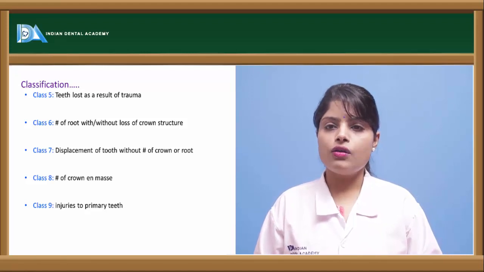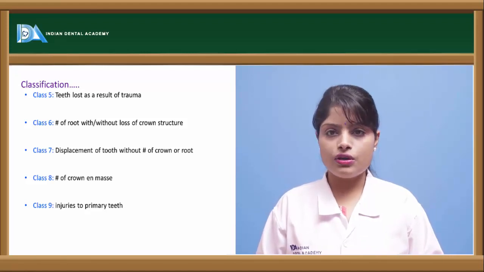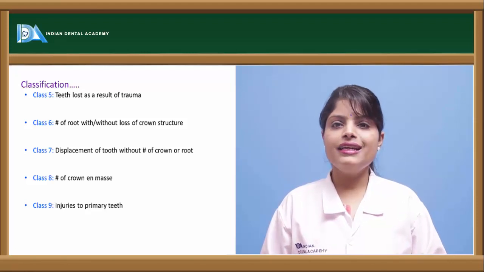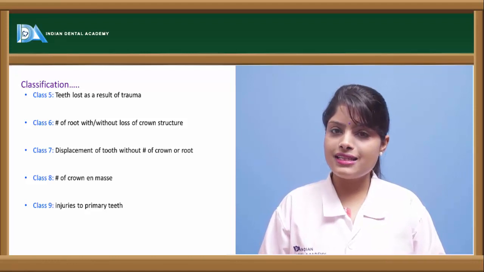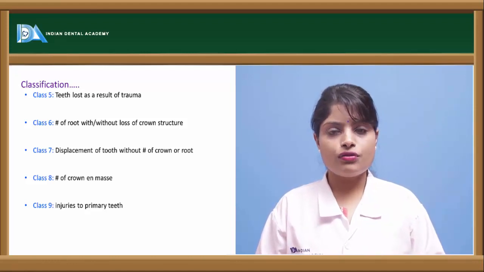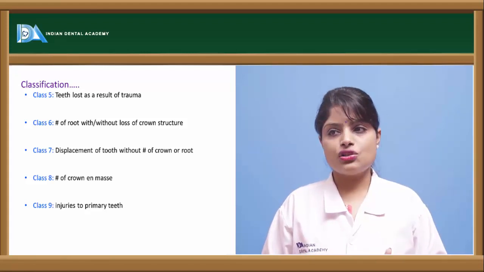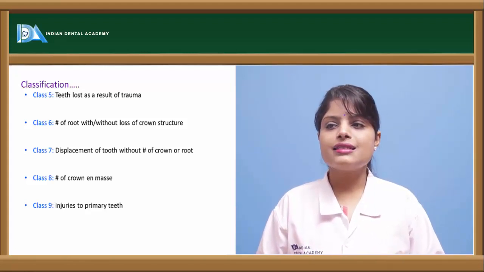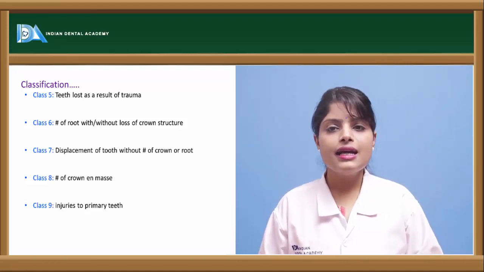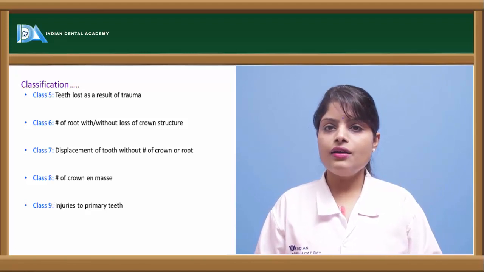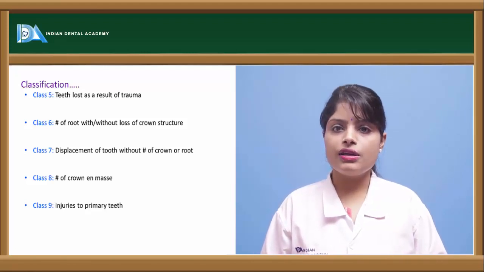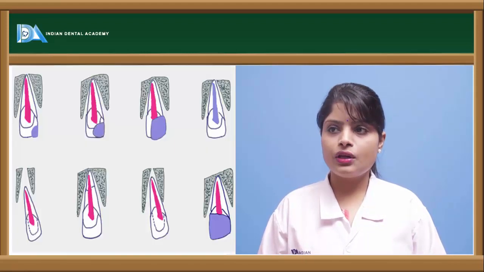Class 6 involves the root with or without fracture or loss of crown. It is basically fracture of root. Class 7 is the displacement of the tooth from the axis of the tooth, or it is subluxation of the tooth. And class 8 is fracture of crown and mass. That is, it is a fracture of entire crown or the entire crown is lost. And class 9 belongs to injuries of primary teeth.